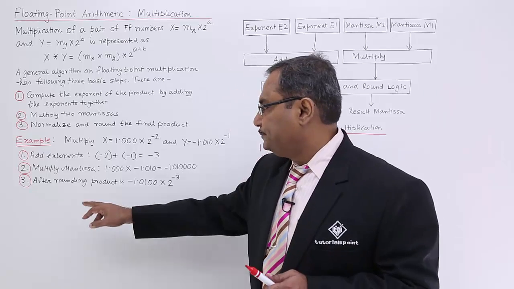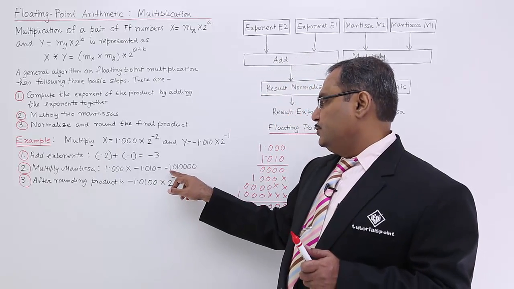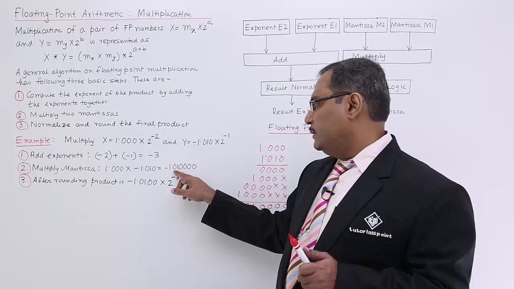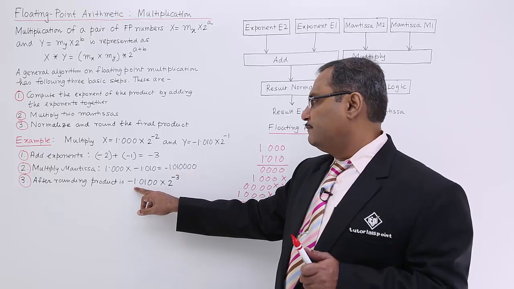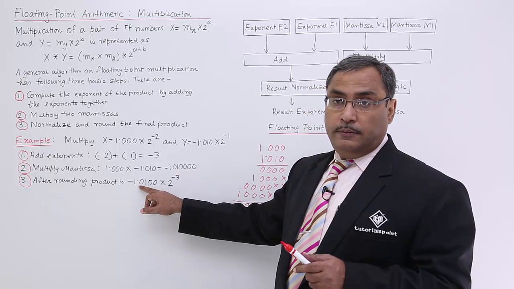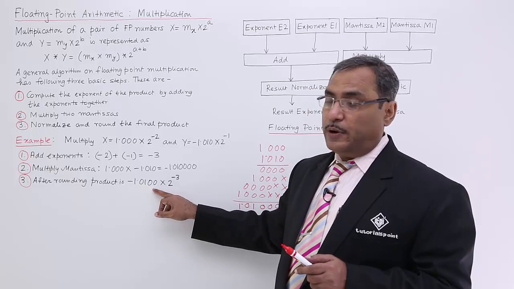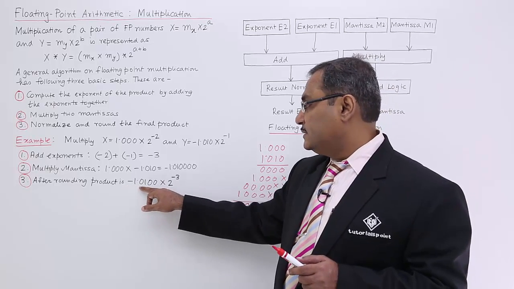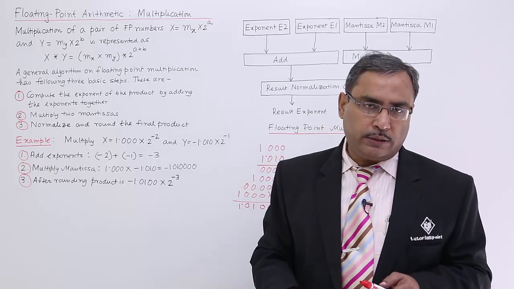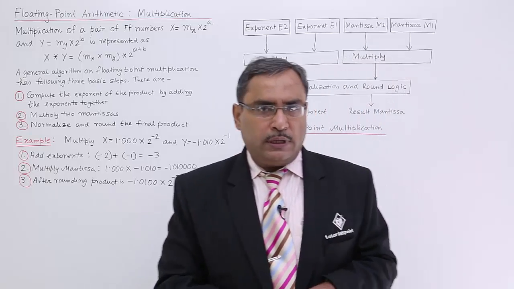Now after rounding the product, we shall get the exponent, and this is the case. I'm taking 4 digits after the radix point. So this is the answer, and after rounding I'm getting this product. So let me go for the schematic diagram.